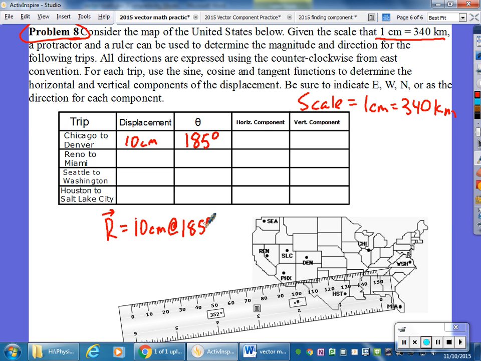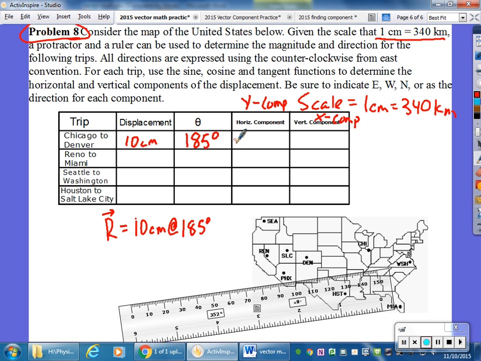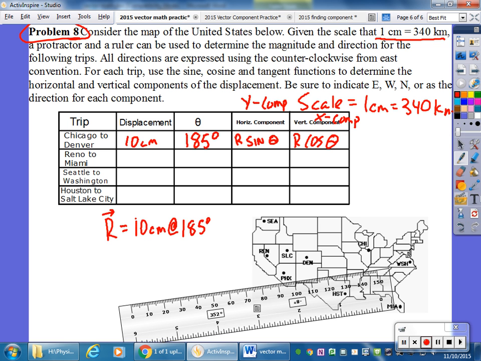185 degrees. You know how to get the horizontal. The horizontal component is which component, X or Y? So that is the Y component. And then this is the X component, right? And so the Y component is going to be magnitude, so it's R sine theta. So it's 10 sine 185. And then the X component is R cosine theta. So this would be 10 cosine 185. And you'd plug those numbers in there.